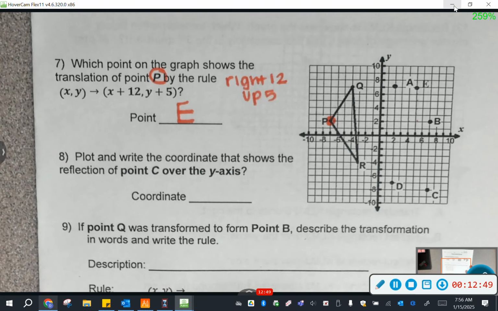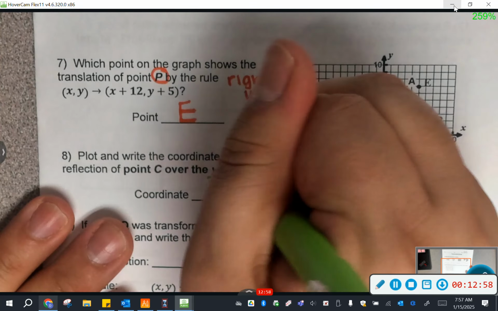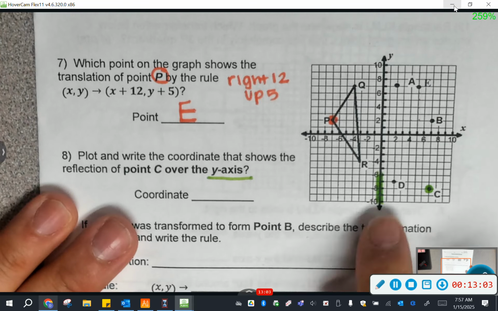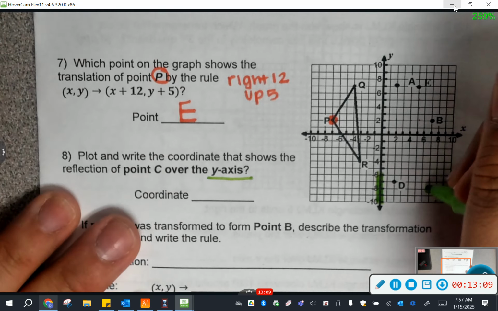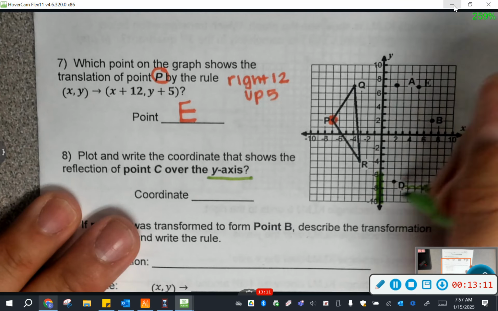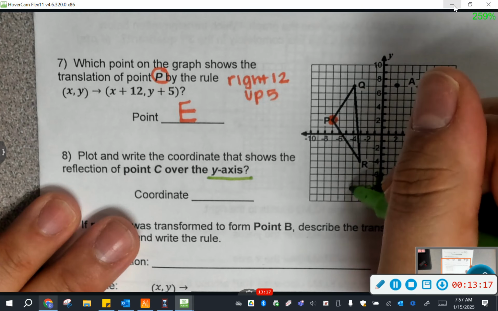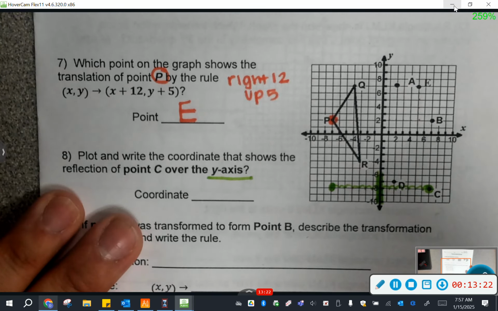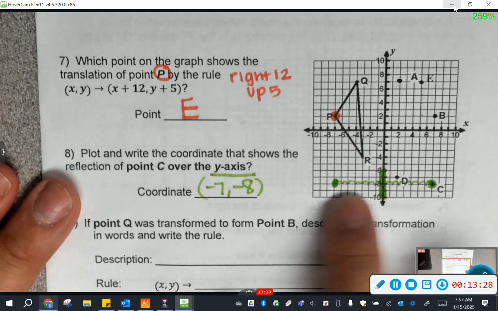The next one wants us to reflect C. Let me bold C. Over the y-axis. Where's your y-axis? Right here. How do I reflect something over that? Just count. 1, 2, 3, 4, 5, 6, 7. So what am I going to do? 2, 3, 4, 5, 6, 7. Where do I end up at? Please draw that so you know.